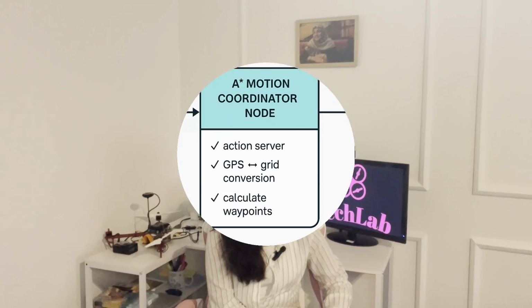Alright, now that you have a clear idea of what ROS and MAVROS do, I want to explain the code that I have implemented: how I send commands, how the A-star algorithm works, and how those paths are translated into real drone waypoints. Let's have a look at the code.